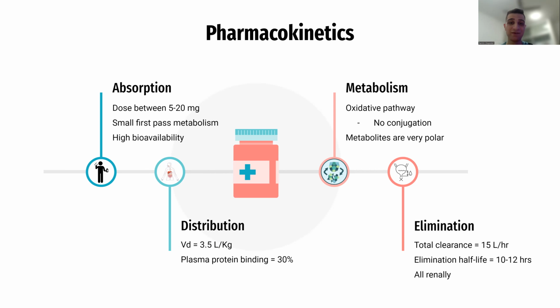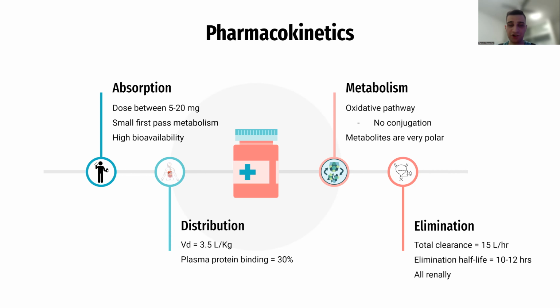Concor is very extensively distributed in the body with a volume of distribution of 3.5 liters per kilogram and has a plasma protein binding of 30%. So it's very easy for it to exit the blood vessels, so you need a higher dose to achieve a given concentration. Moving on to metabolism, Concor goes through the oxidative pathways and is not conjugated. The metabolites are very polar and are excreted through the urine because they're hydrophilic.